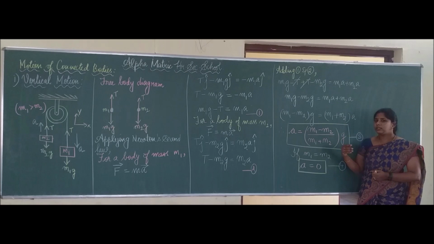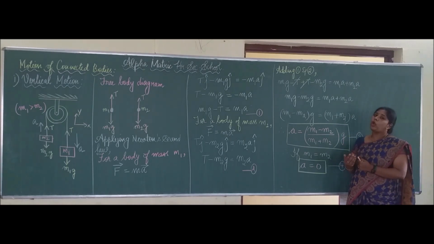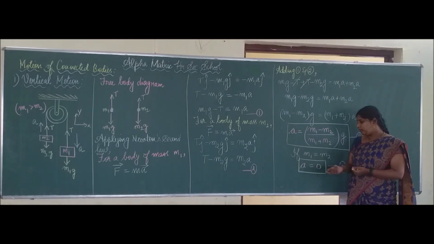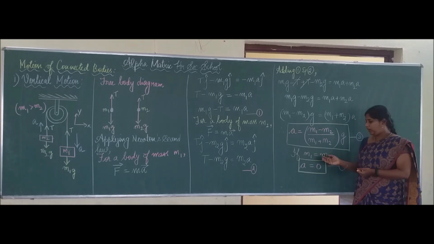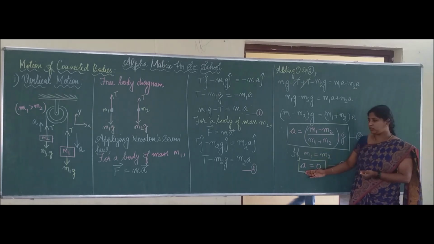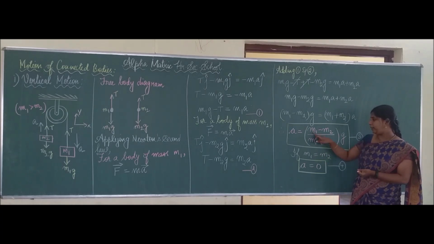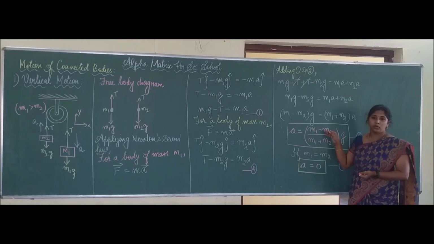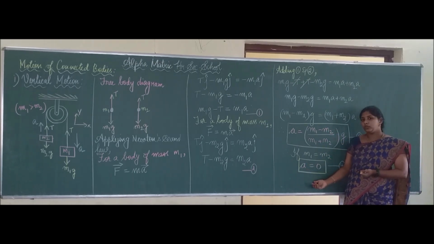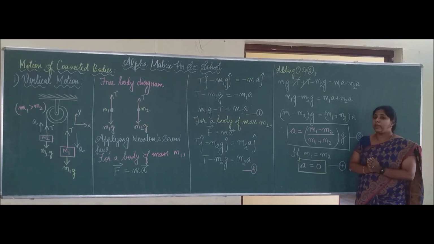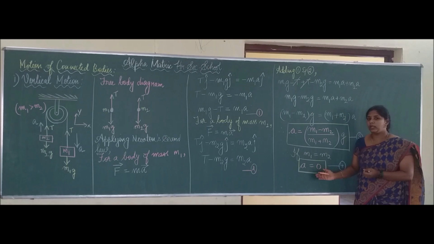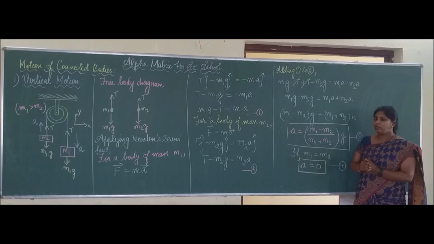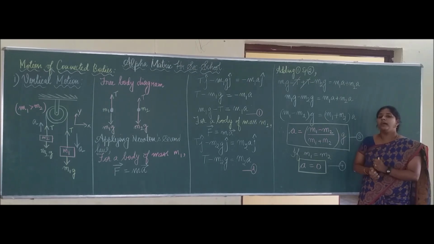Suppose the two blocks have equal masses, that is m1 is equal to m2. What does the acceleration become? By putting m2 in place of m1, m2 minus m2 is 0, and 0 by anything is 0. So a is equal to 0. If the two masses are equal, we get acceleration 0, which means there is no acceleration acting on the system, so the whole body is considered to be at rest.